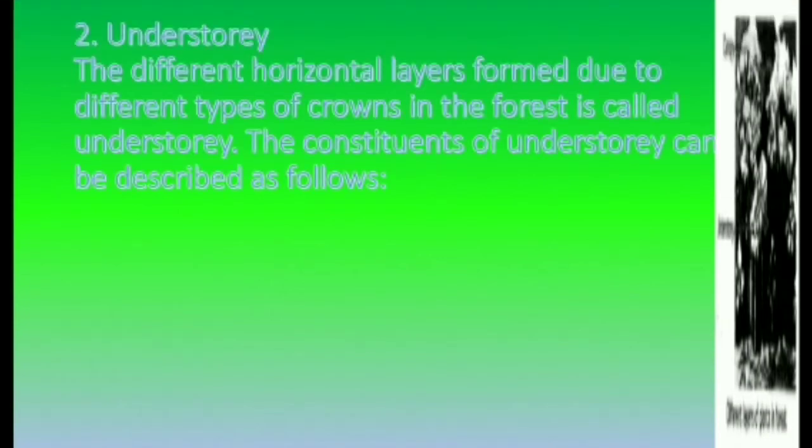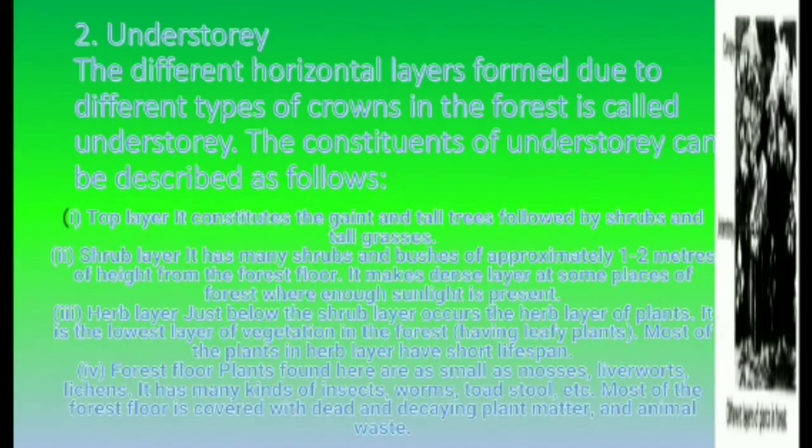And understory. The different horizontal layers formed due to different types of crowns in the forest is called understory. The constituents of the understory can be described as follows. Top layer: it constitutes the giant and tall trees followed by shrubs and tall grasses.